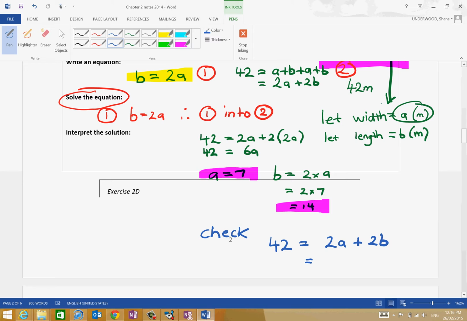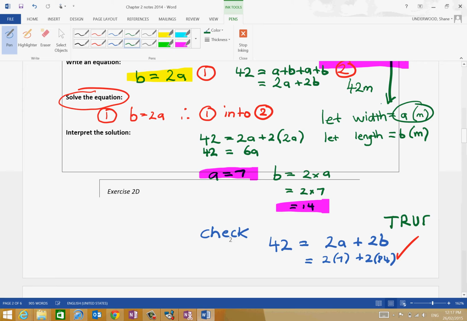Now, a was 7. Let's do that. 2 times 7 plus 2 times 14 is 14 plus 28, which is 42. Is that 42? Yeah. 28 plus 14 is 42. Yes, it is. That is true. So is our answer correct? Well, it has to be.